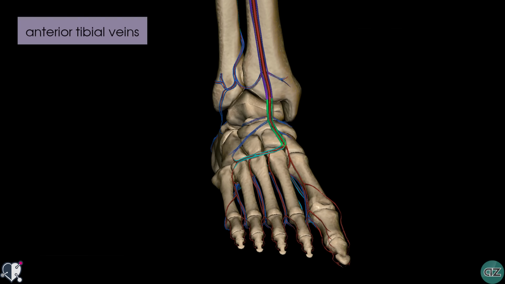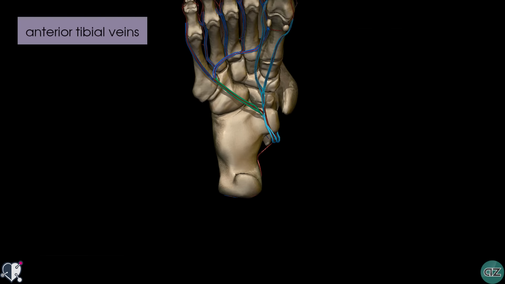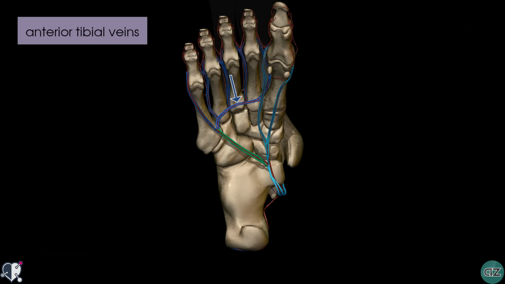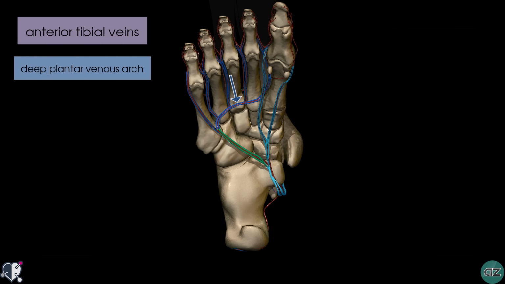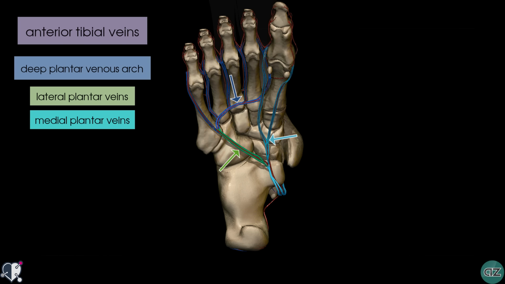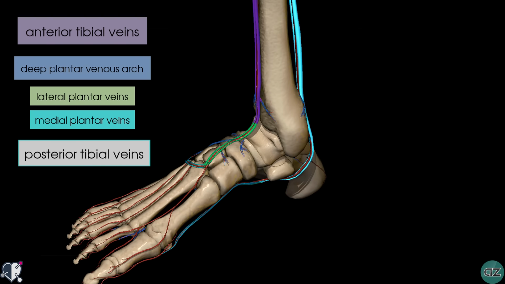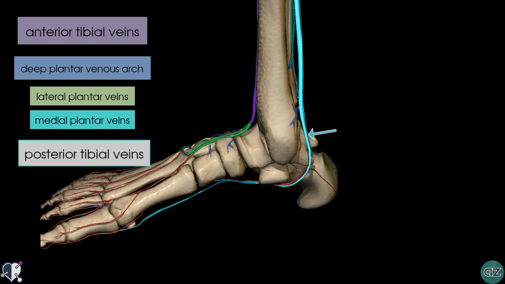If I rotate the model so we can look at the plantar surface of the foot, you can see that there's these veins accompanying the deep plantar arterial arch. So this is the deep plantar venous arch, and just like the arterial system with the medial and lateral plantar arteries, we've also got medial and lateral plantar veins. In green we've got the lateral plantar vein, and in the light blue colour we've got the medial plantar veins accompanying the medial plantar artery. These plantar veins then drain into the posterior tibial vein, which you can see runs just behind the medial malleolus and accompanies the posterior tibial artery.